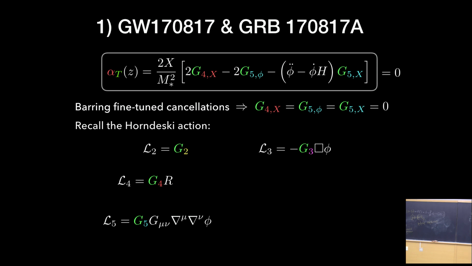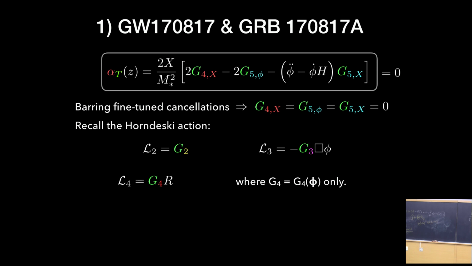Now you can actually show that this remaining piece of L5 can't survive on its own. You can basically get rid of it by doing an integration by parts and using a Bianchi identity, and this thing also has to vanish. So what you're left with, out of the framework we wrote down, is that you are only allowed to have L2, L3, and this stump of L4, where this function G4 can now only depend on phi. It can't depend on X anymore.